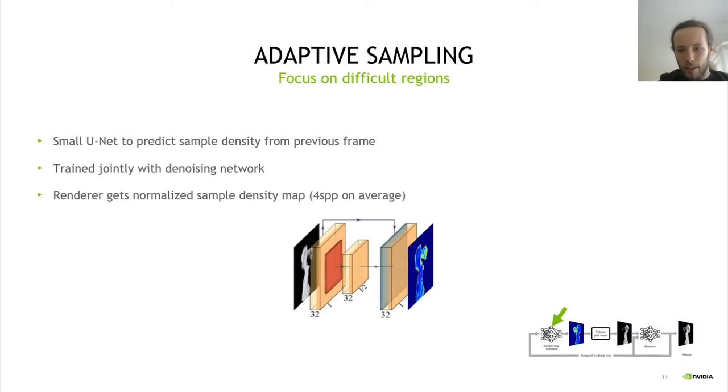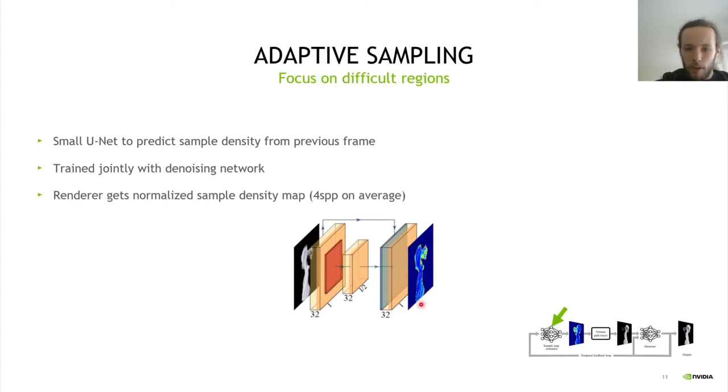And since that didn't turn out too great, we shifted our focus to a different approach. And we also implemented adaptive sampling. So we instead opted for a very small additional unit, as you can see here, which is trained jointly together with the denoising network.